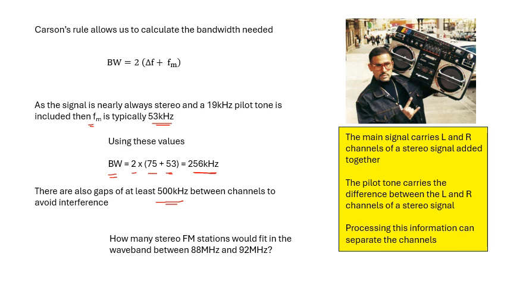Have a go at this. How many stereo FM stations would fit in the waveband between 88 megahertz and 92 megahertz using the numbers above? Have a go yourself. The answer is... Okay, so 4,000 divided by our 500 gap plus our 256 bandwidth is 5.29, so 5. You could have 5 channels in that waveband.